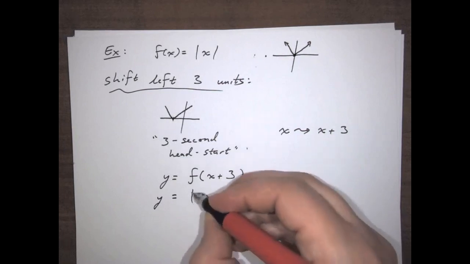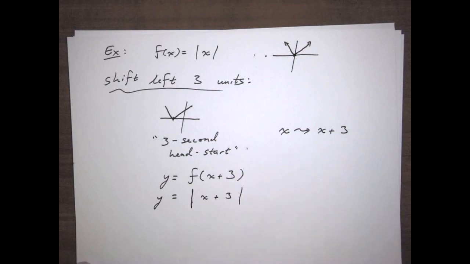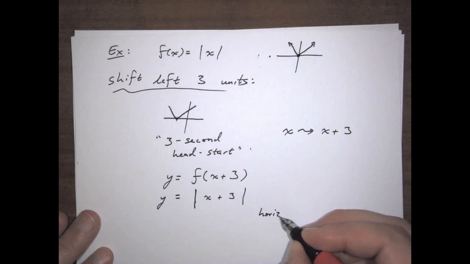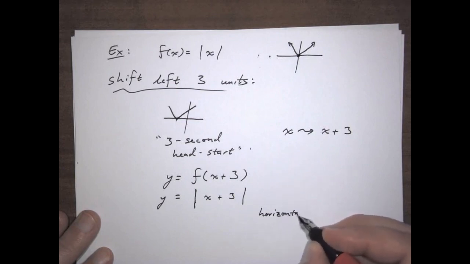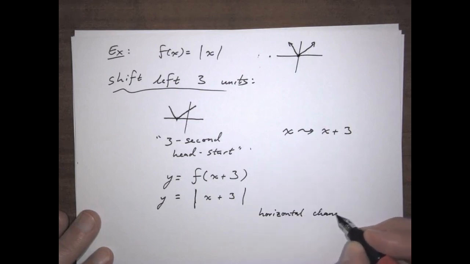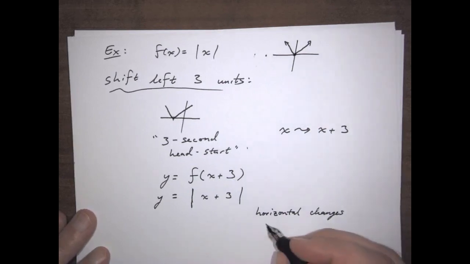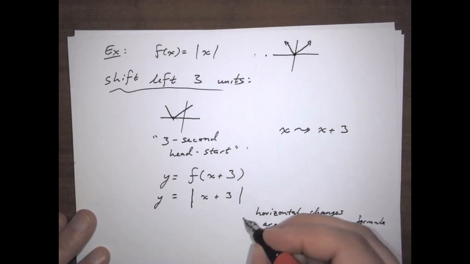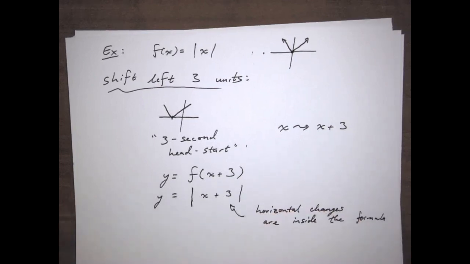And notice now this is what's called an inside change because it's happening inside. So horizontal changes are inside the formula. So in where the x would be, that's where you'll see the horizontal changes.